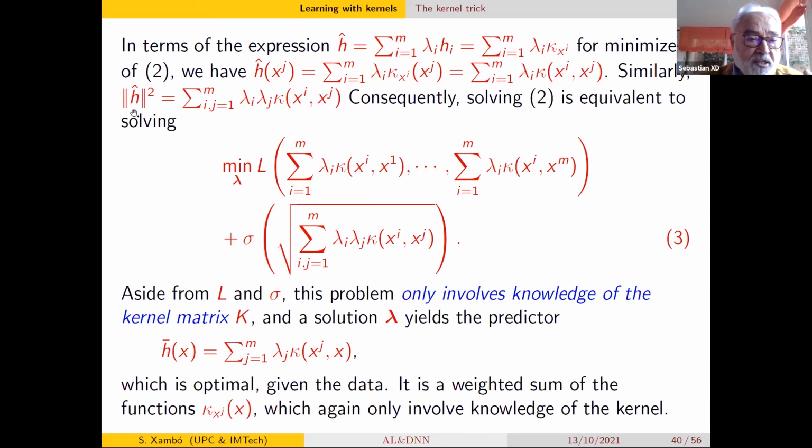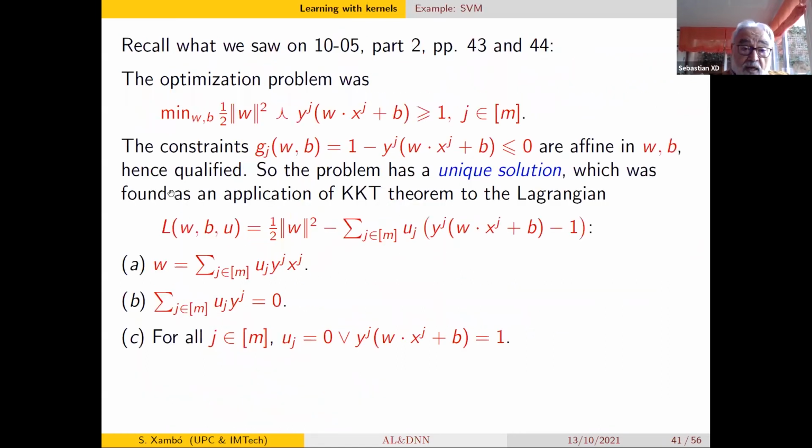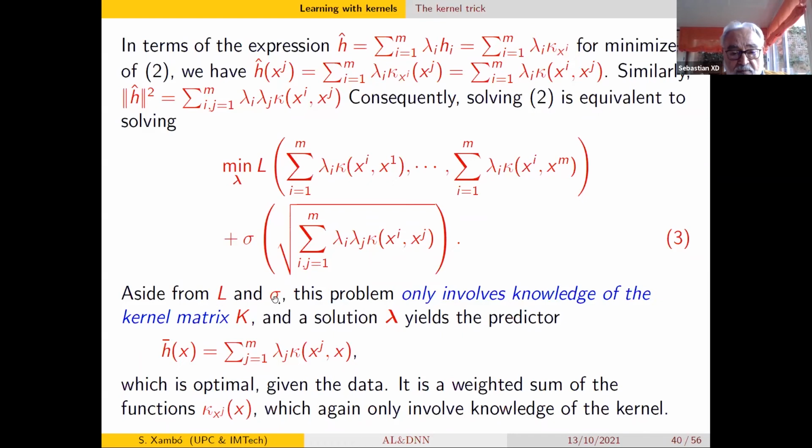Similarly, the norm of h hat squared has this expression, and consequently, solving the minimization problem 2 is equivalent to solving this problem here. It's the minimum with respect to the lambdas of the L of this plus the sigma of the norm, which have these expressions. Aside from L and sigma, this problem only involves knowledge of the kernel matrix K, and the solution lambda yields the predictor h bar given by this.